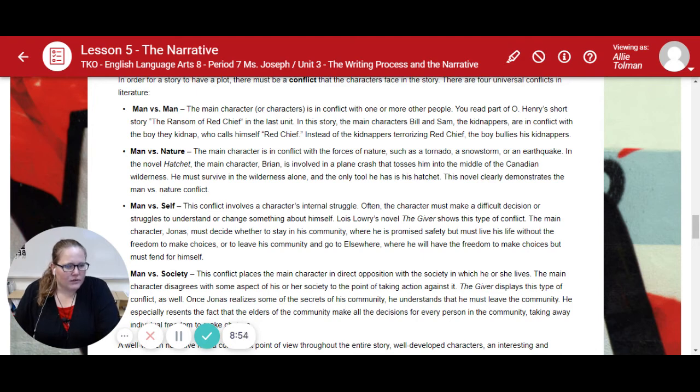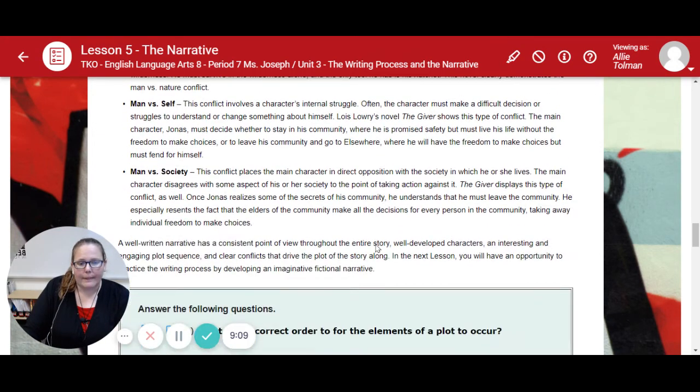The main character, Jonas, must decide whether to stay in his community, where he is promised safety, but he lives his life without freedom to make choices, or to leave his community and go elsewhere, where he will have the freedom to make choices, but must fend for himself.